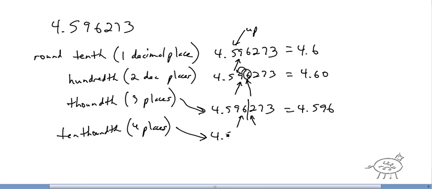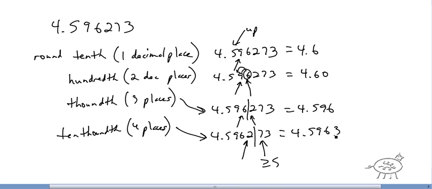So it's 4.59627.3. Four places means I'm looking at the 2. The 7 is greater than or equal to 5, so I round up. So it's going to be 4.596.3. All right, so that's how rounding works.